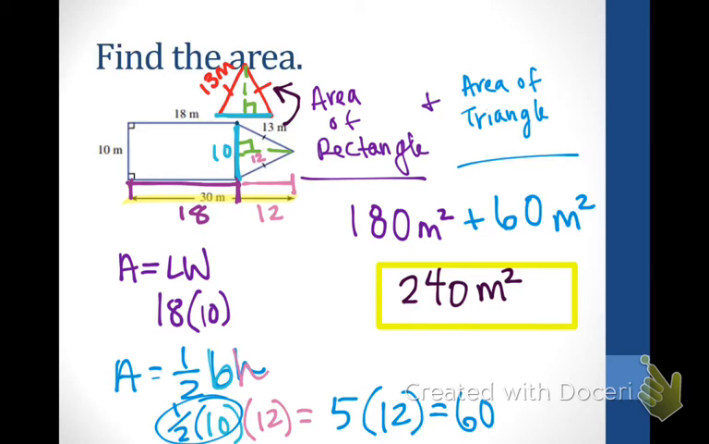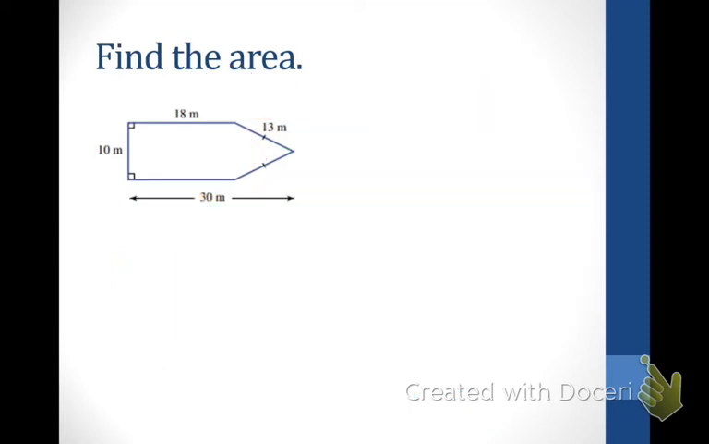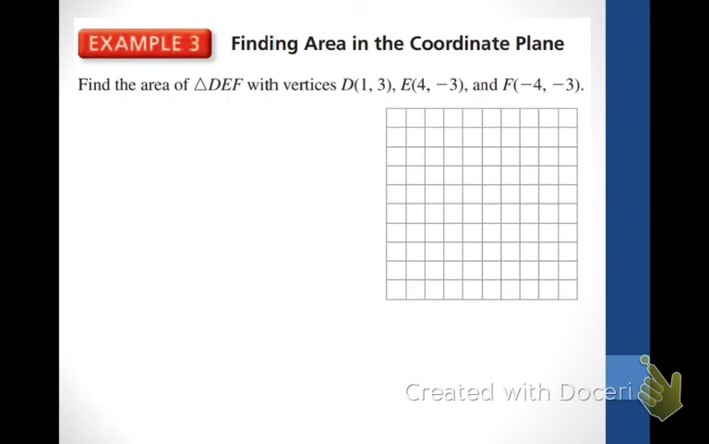So we did those two basically to review area. We are going to do this in the coordinate plane, and just like with perimeter, it's not going to be a compound object. It's just going to be either a rectangle, a square, or a triangle. So looking at this one, we've got find the area of triangle DEF with vertices D, E, and F. So you want to first draw your X and Y axis.